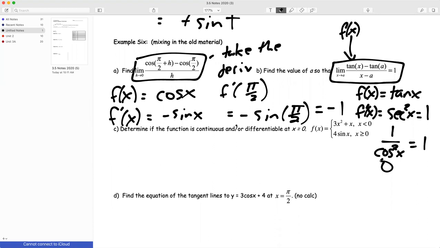When you go from secant to cosine, it's like before when we went from 1 over cosecant, which is equal to sine. That's one of your trig equivalencies. 1 over secant of x is equal to cosine.